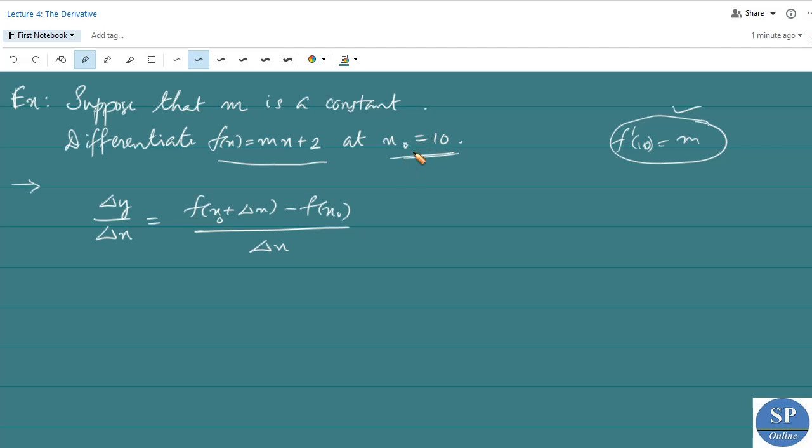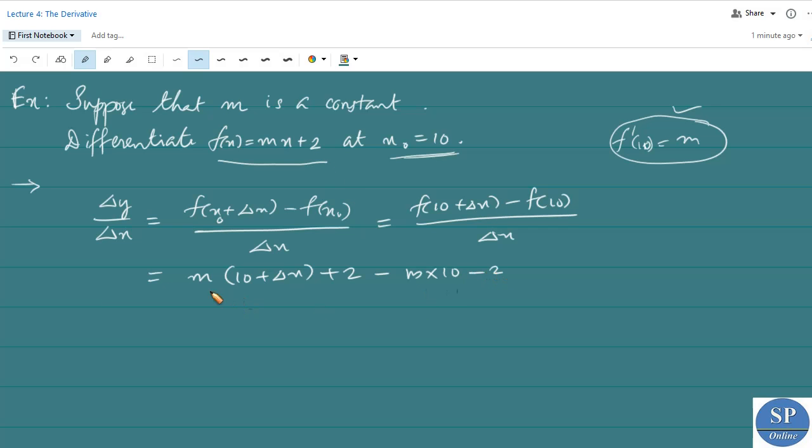Since x naught is equal to 10, we have this is equal to f of 10 plus delta x minus f of 10 divided by delta x. So replacing the function f of x is equal to mx plus 2, we have f of 10 plus delta x is nothing but m into 10 plus delta x plus 2, minus f of 10 is m into 10 plus 2, right, divided by delta x.